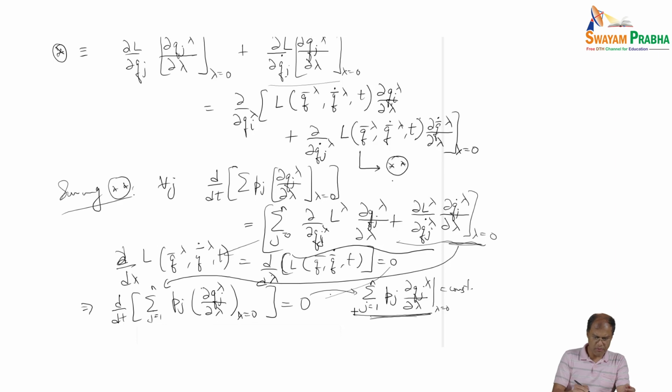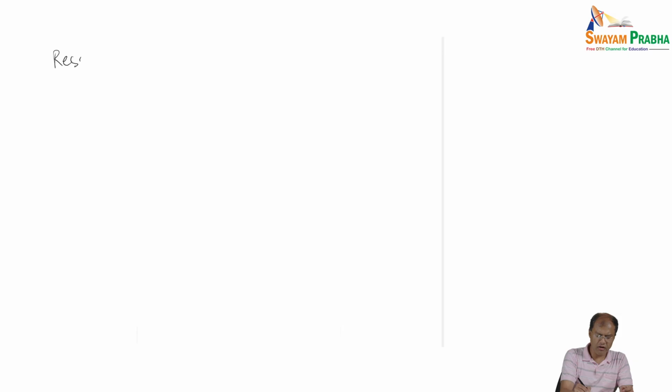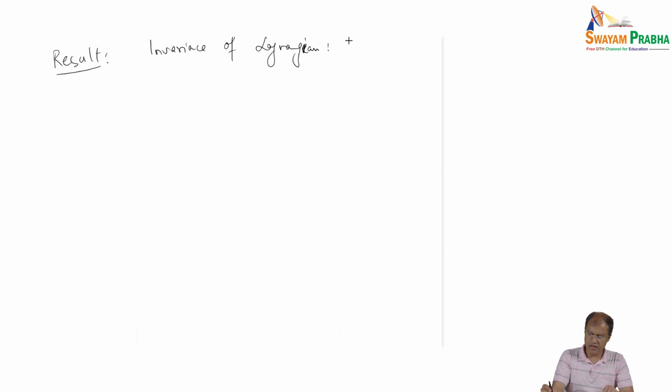Okay, so let me rewrite the result. This is how we will use Noether's theorem in subsequent discussion. An invariance of the Lagrangian is a constant of motion, and that is a conserved quantity.